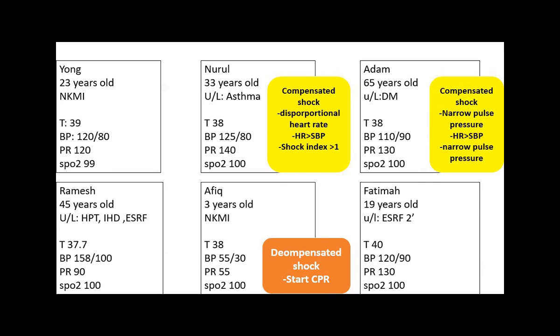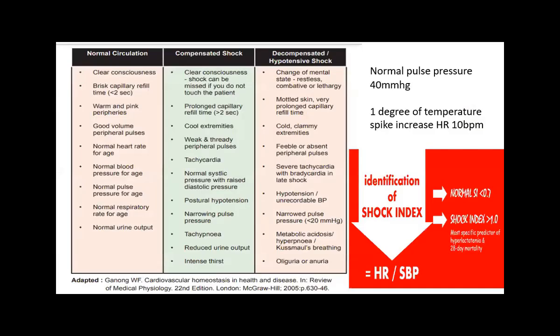Okay. So this is my Q&A. So 6 questions only. So really not enough for chocolate. So don't forget about compensated shock. Don't forget about normal systolic pressure raised by diastolic pressure and narrowing pulse pressure. A lot of patients that we miss have narrowing pulse pressure and disproportionate tachycardia.